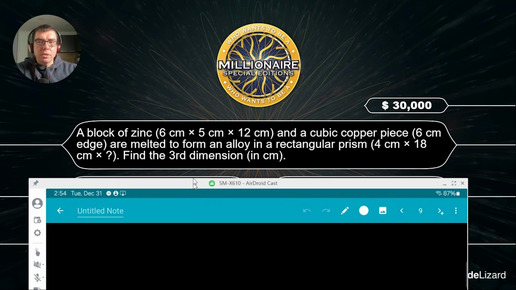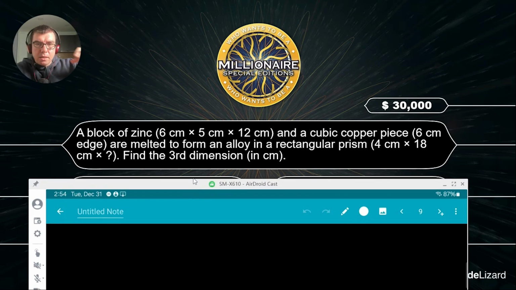So let's imagine the situation. We have a melting pot, like they melt metals and stuff like that in factories, and the temperature is really high, and we're putting the block of zinc and it melts. So when it melts, what happens? Basically, the shape changes, like it becomes a liquid from solid state to liquid state. But then if I pour the liquid in a container, the volume will be preserved.